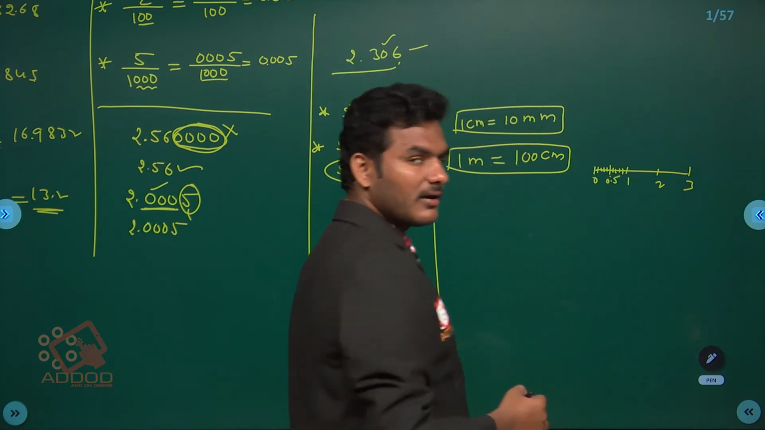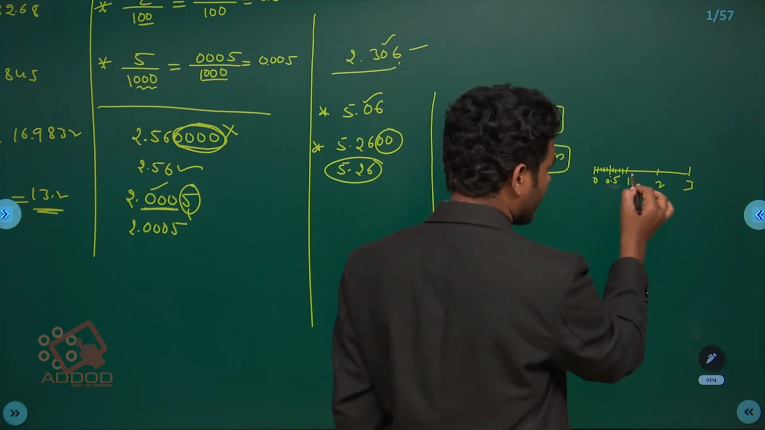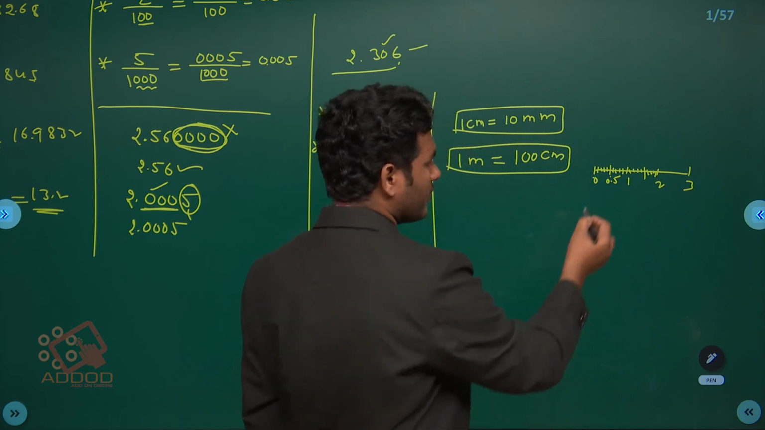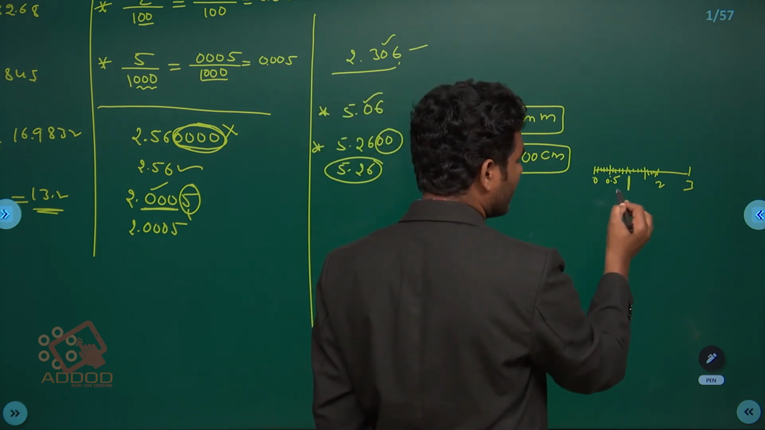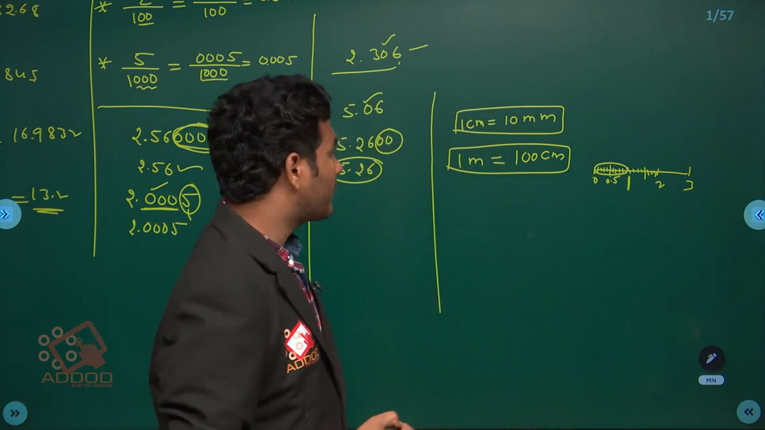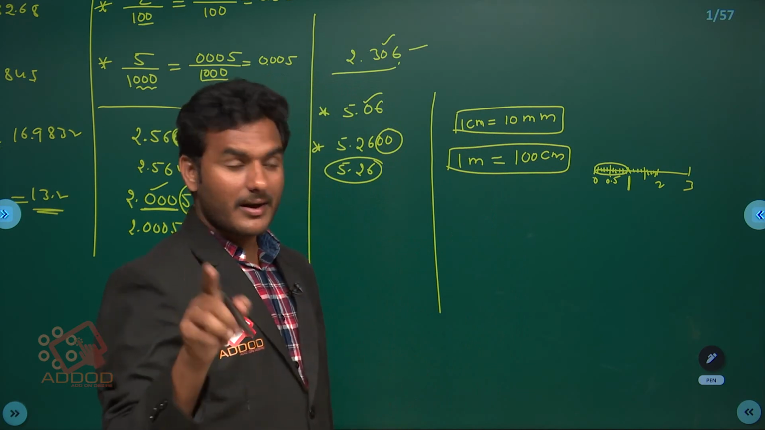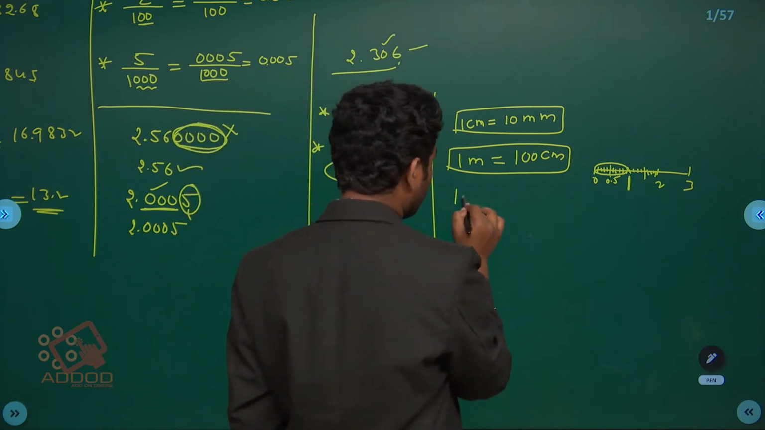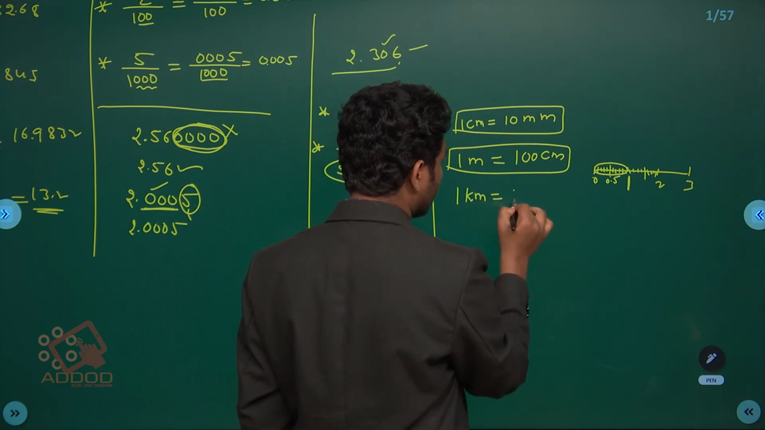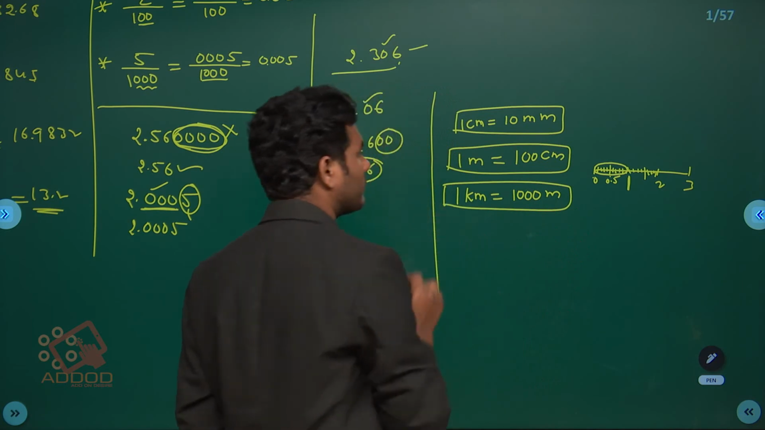And next, after 1 also, the 10 mm are there. Means 1, 2, 3, 4, 5, 6, 7, 8, 9, 10. So here this is 0, and this is 1. 1 centimeter between how many millimeters are there? 10 millimeters are there. So simply 1 centimeter is equal to 10 millimeters. 1 meter is nothing but 100 centimeters, and 1 kilometer is equal to 1000 meters.